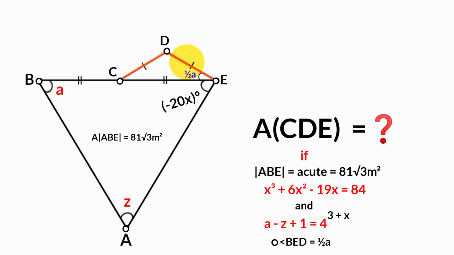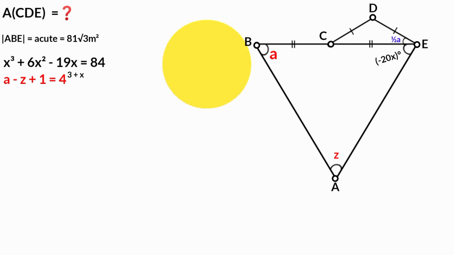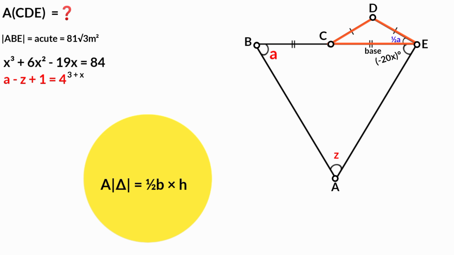So how can we solve this? How can we calculate the area of triangle CDE? Well, we have this side and this side to be equal in length. That tells us that the triangle is an isosceles triangle. We know this side is the base. The formula for calculating the area of a triangle is 1 over 2 base times height. The height of an isosceles triangle is actually its median, which is perpendicular to the base.